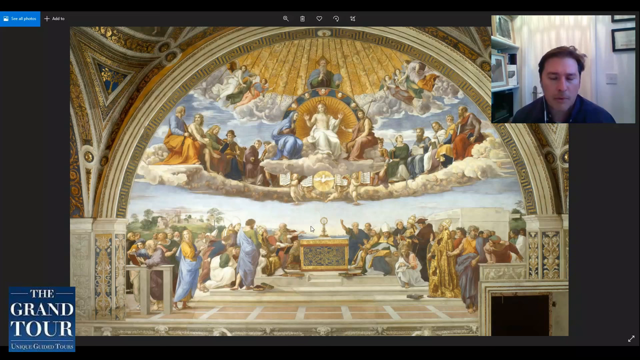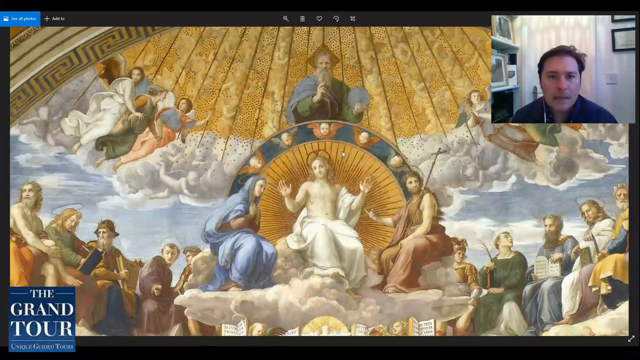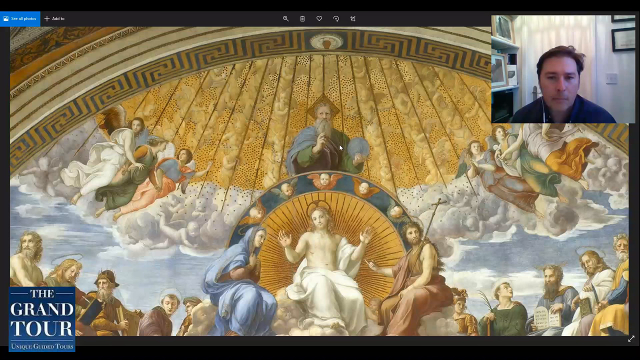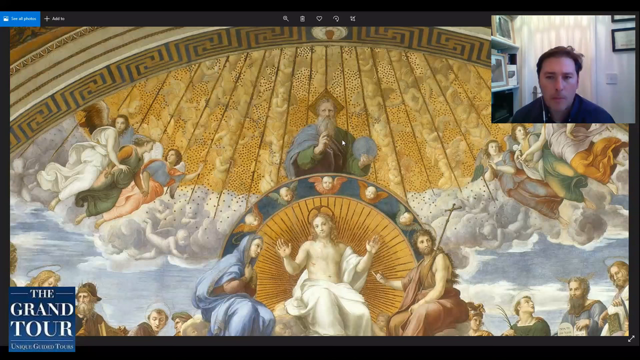Now we have God the Father. God the Father is like a grand architect with this squared hat and the universe in his hand, blessing with the finger. There are rays of light and there are these 3D dots, gilded dots, something that was used in the Middle Ages, in the 1400s, to paint skies, starry skies.